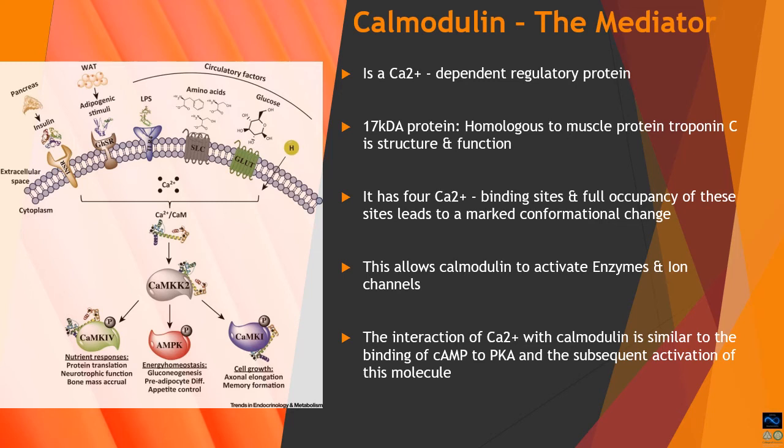Particularly, it mediates its action through AMP kinase. AMP kinase is one of the important kinases which regulates the metabolism, energy homeostasis, gluconeogenesis, appetite control, and so forth. It also mediates its action through CAM kinase 1 or CAM kinase 4. But major metabolic function by calmodulin is mediated through AMP kinase.